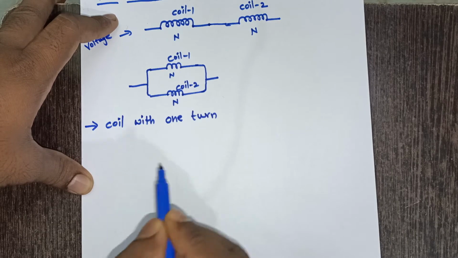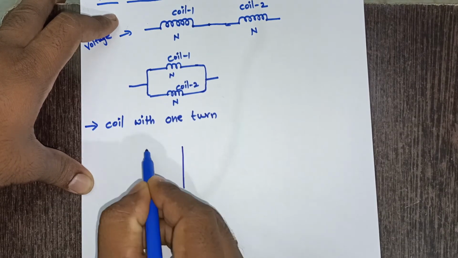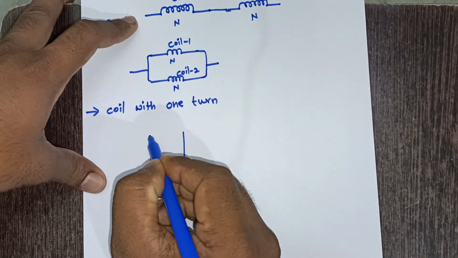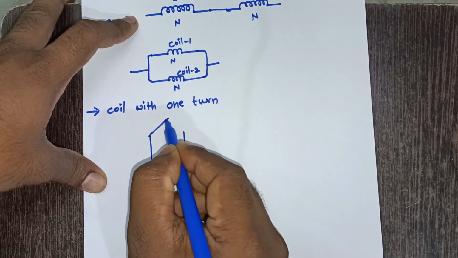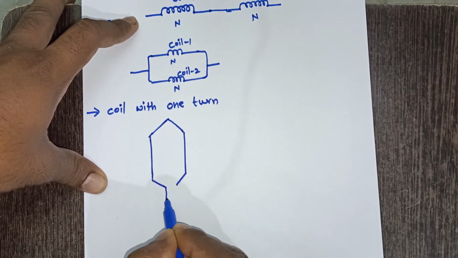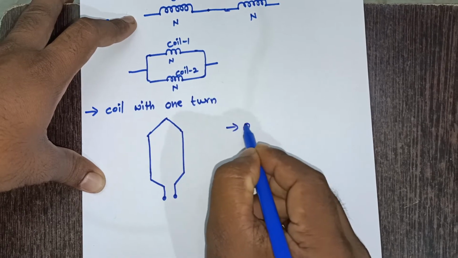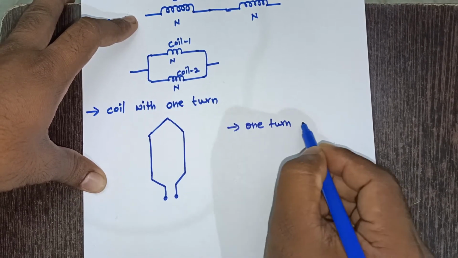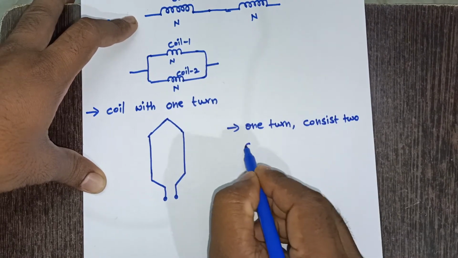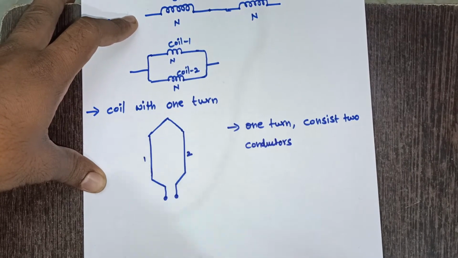I can say that a turn consists of 2 conductors. Let me draw here. This is one conductor, and this is another conductor, right? This is conductor 1 and this is conductor 2, and I can join these two conductors by using end connections like this. This is the back end connections, and this is the front end connections like this. And now we can say this is 1 turn. 1 turn consists of 2 conductors. This is the first conductor, and here it is the second conductor.